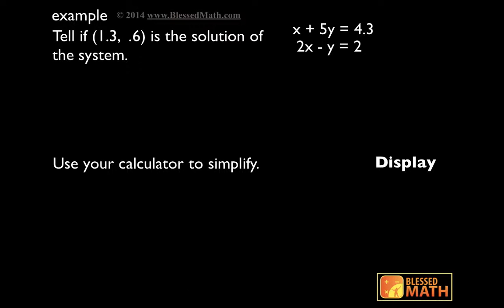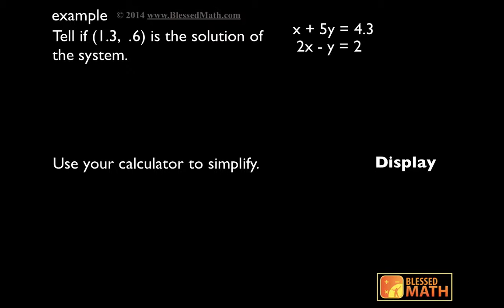If you have a calculator, go ahead and grab one. If you don't, you can pause and grab one now. All right, let's get into example 1. We're going to tell if the point (1.3, 0.6) is the solution of the system. The system is x plus 5y is equal to 4.3 and 2x minus y is equal to 2.